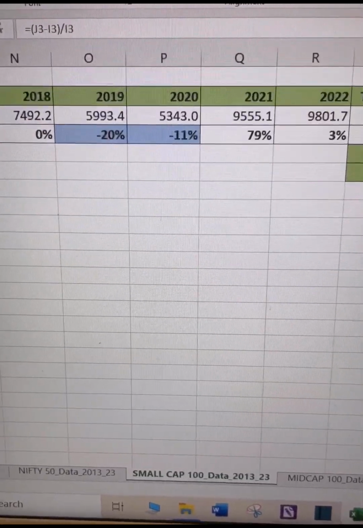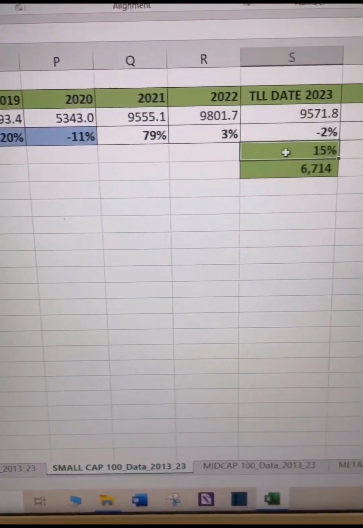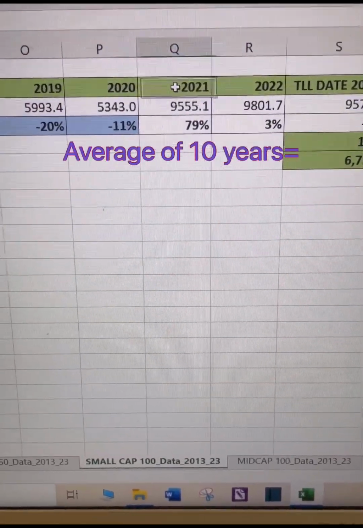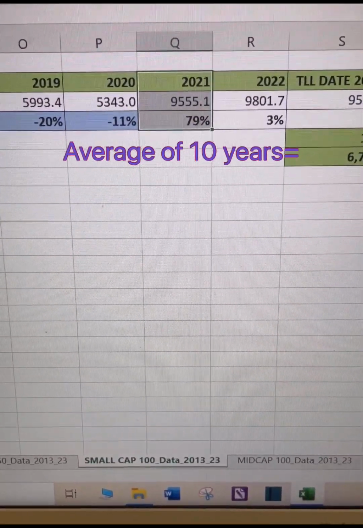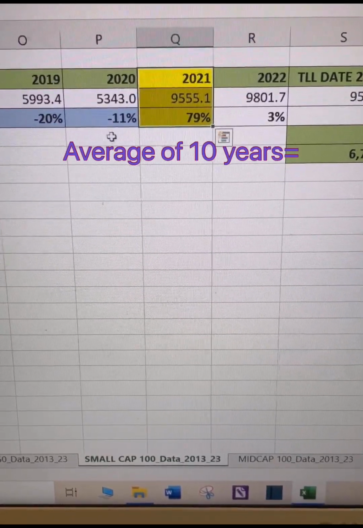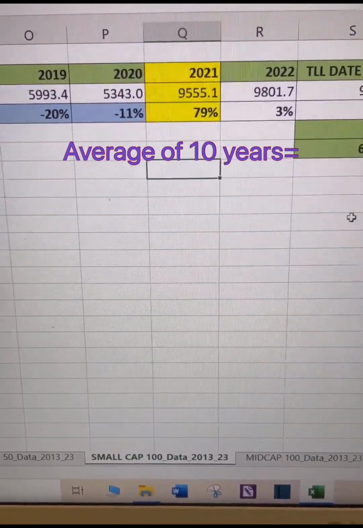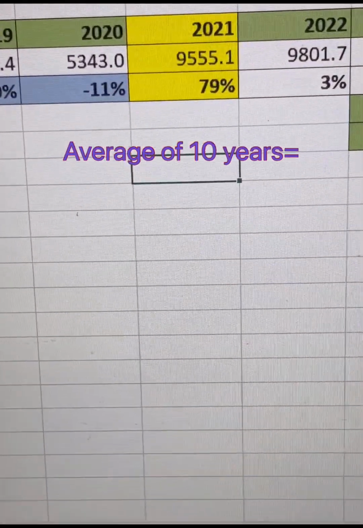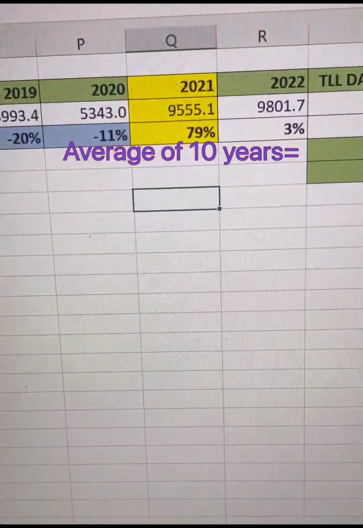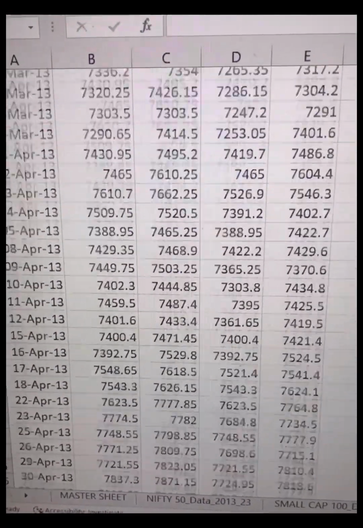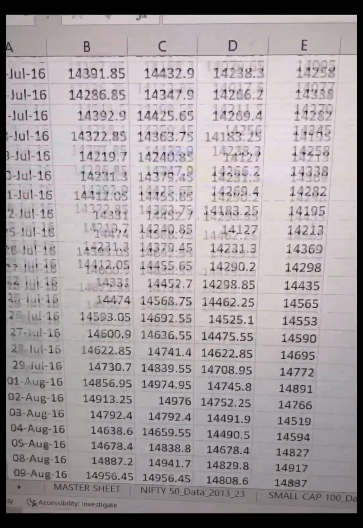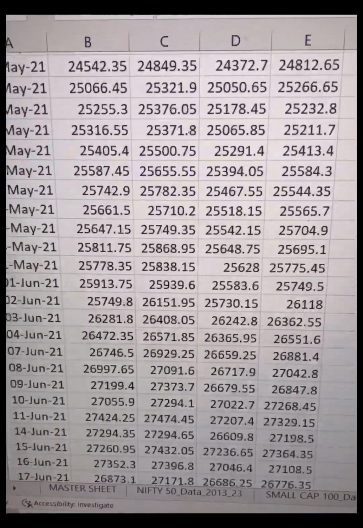We can see that in some years there is a positive percentage change and in some years there is a negative change, and in 2021 there is a massive gain of 79% with respect to 2020. The average gain over 10 years is approximately 15%, which is a very good value, and this 15% is a gain every year. Got it. Now moving towards the mid cap portion, where we have accumulated data with the same concept.